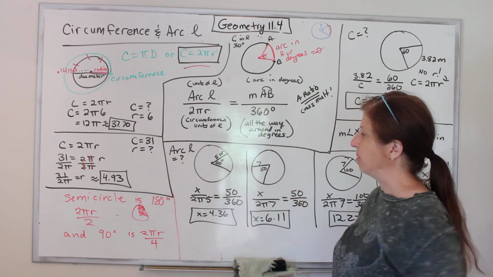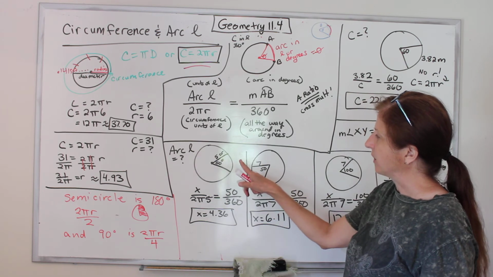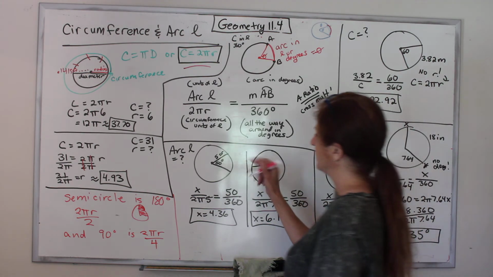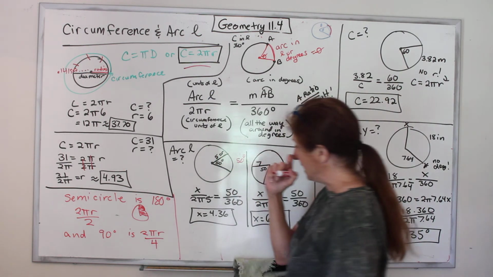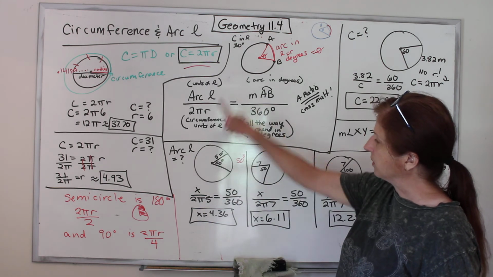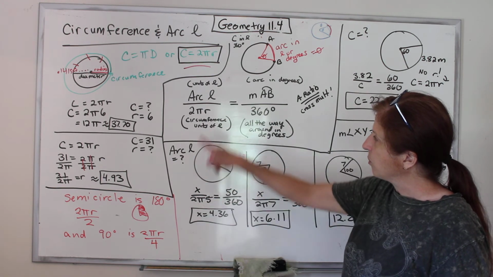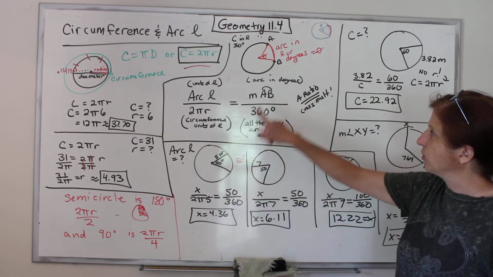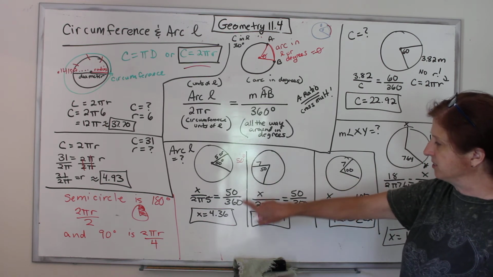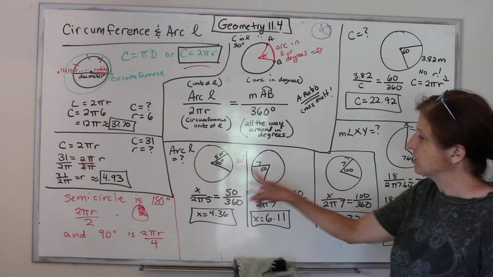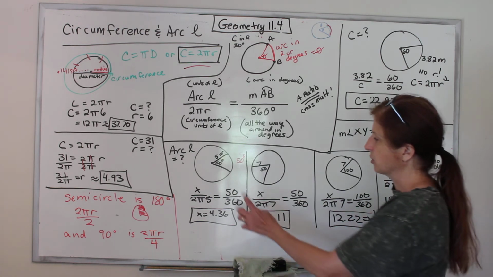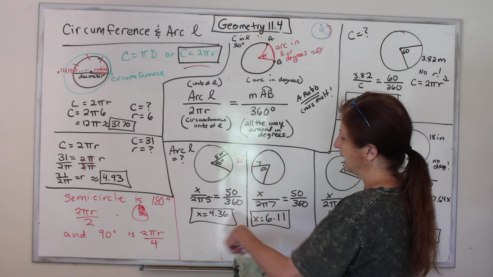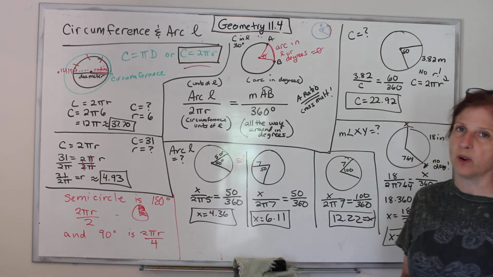Okay, so let's do some problems. Here, the first time they asked for arc length, we have the degrees, and we have the radius, and we know this degrees is also that degrees. So the thing we're missing is arc length, so that's our x. Our denominator is 2 pi times the radius. Our radius is 5. Our degrees of our arc is 50, that goes there, and 360 here. We cross multiply and solve for x. So it's going to be 50 times 2 times pi times 5 divided by 360, and you get 4.36.